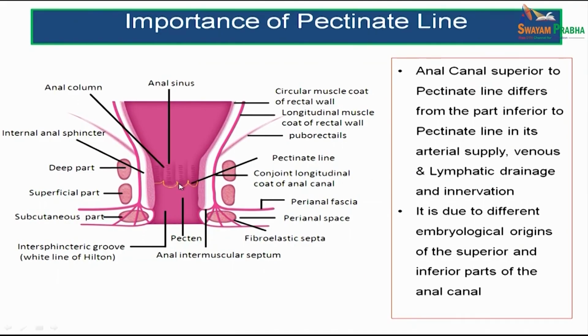Other than the embryological origin, there is an important aspect of the pectinate line which you should know: superior to it and inferior to it, the arterial supply, the venous drainage, the lymphatic drainage and the innervation are different. This is because of the different embryological origins of the superior and inferior parts of the anal canal, which I have already explained.